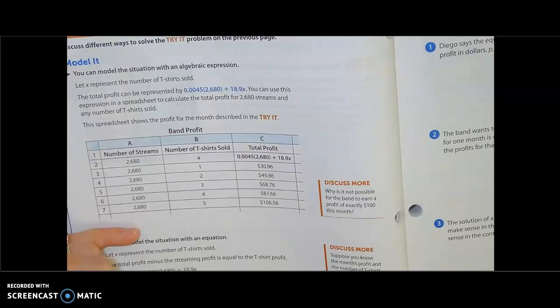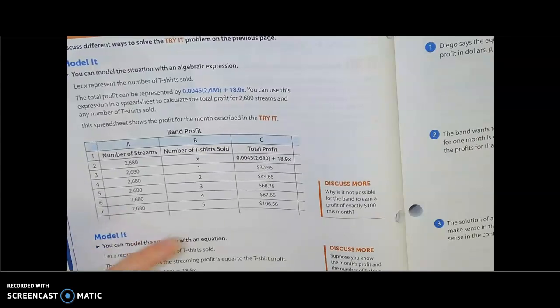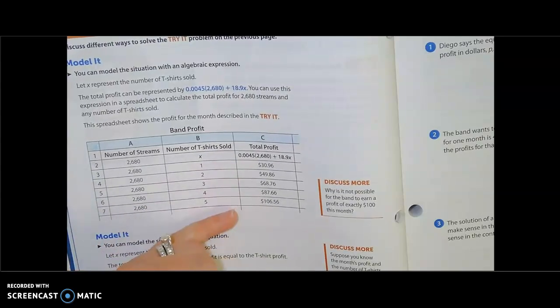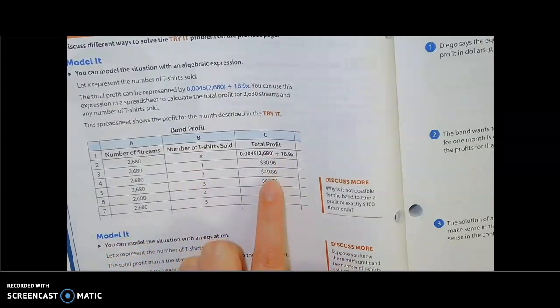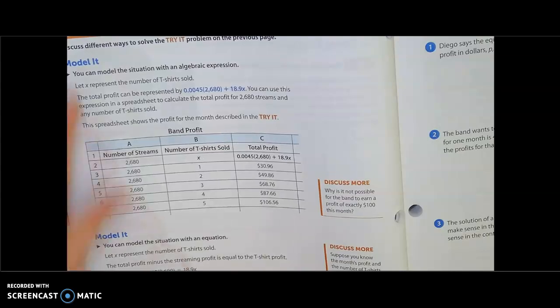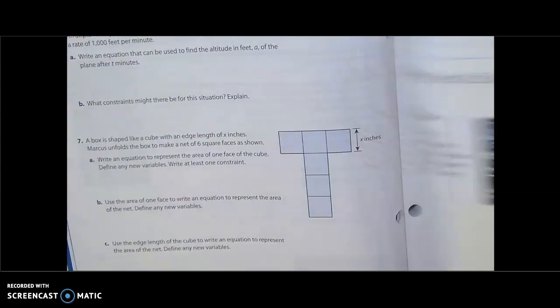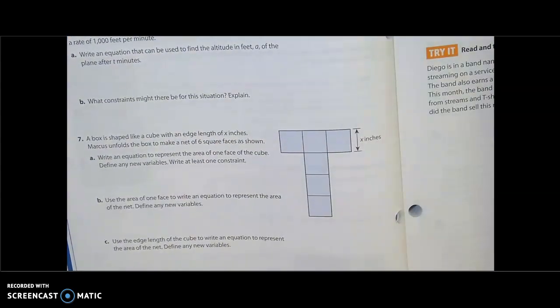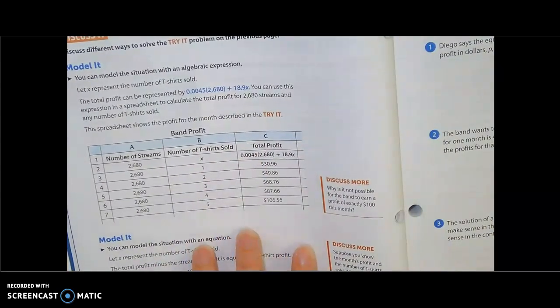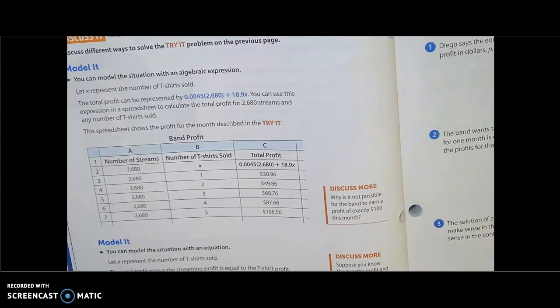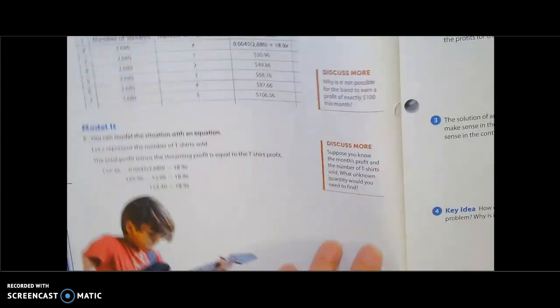So notice that these are all the same because we know that. And then number of t-shirts sold. And so by doing this, this works us through. And then we're trying to find when our profit, because it told us our profit was $125.46. So we would keep this going until we hit $125.46. So that's one way.